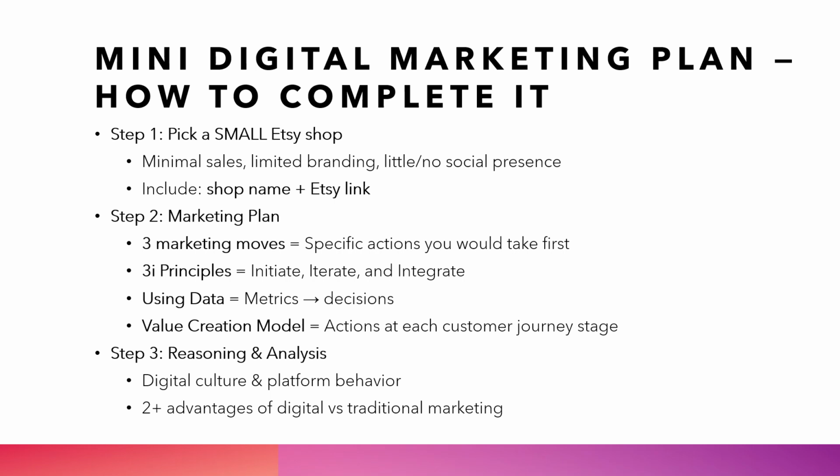So for instance, the customer for this Etsy shop is likely looking for a unique handmade gift. Because customers on Etsy search by keywords, I would focus on improving listing titles and photos that clearly show the product and its uses. Now, this allows the customer to decide based on what matters most to them. All right, so that's the first I, initiate, then iterate: see what works, and then improve it.